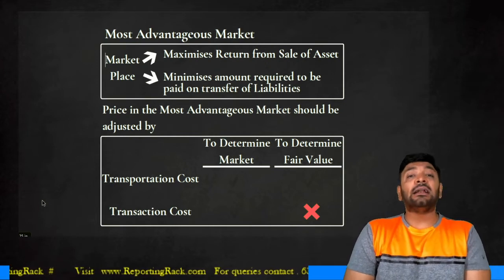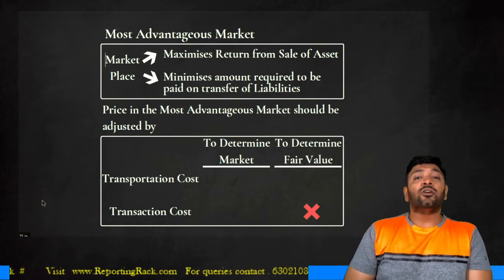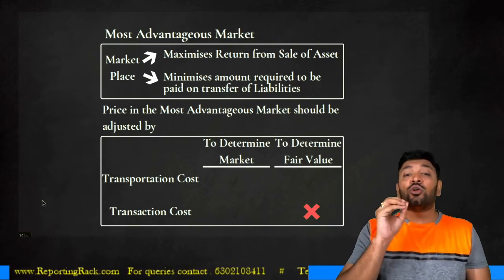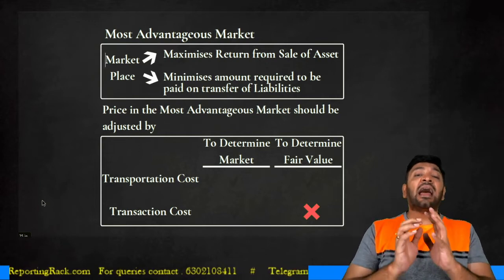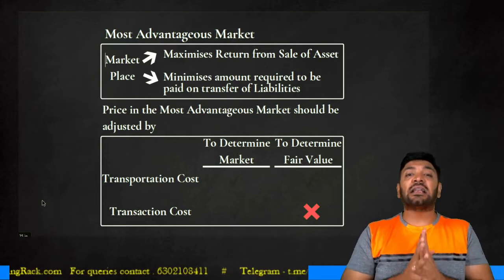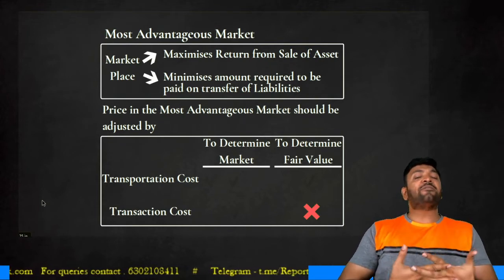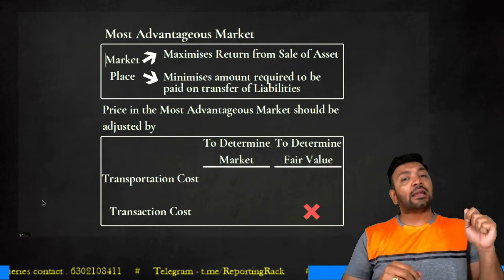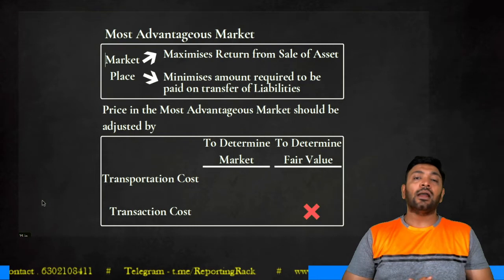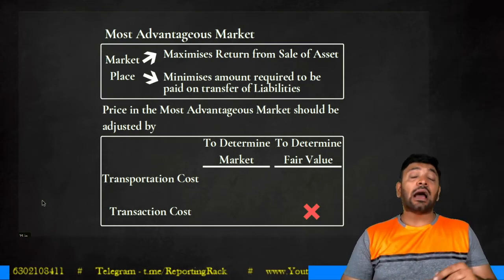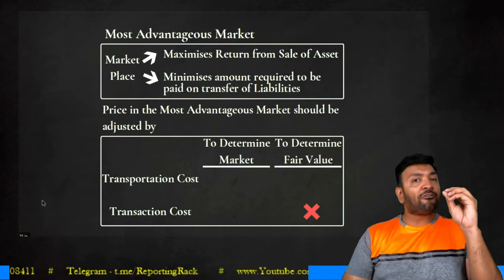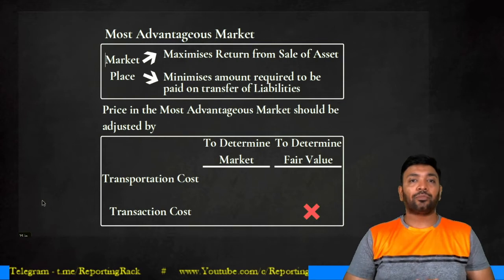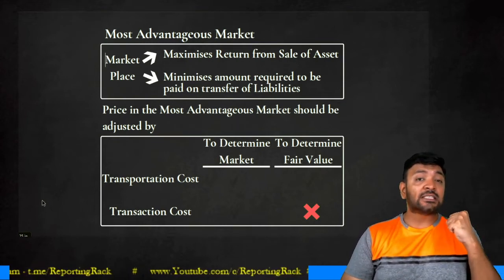Remember, whenever I determine the most advantageous market and the price in it, I will have to reduce both the transaction cost and the transportation cost. Let's say, for example, today I'm standing in Hyderabad. I could have sold the product in Hyderabad without incurring any transportation cost at 10 rupees. However, I had to pay the commission agent, let's say 50 paise. Therefore, the fair value in this particular market is 9.5. I could collect 9.5 from sale of the asset in Hyderabad.